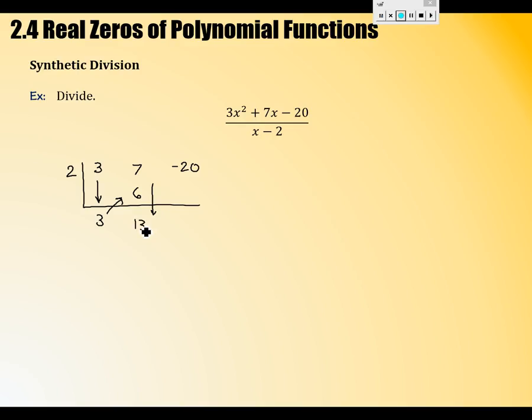13, yeah, good. Then multiply again and add. What do we get? 26. So what's the end? 6. Okay, so what do we just do? For those who might remember synthetic division, what's the answer? Yeah, 3x. We said it's going to be linear, so 3x plus 13 plus 6 over x minus 2, right?